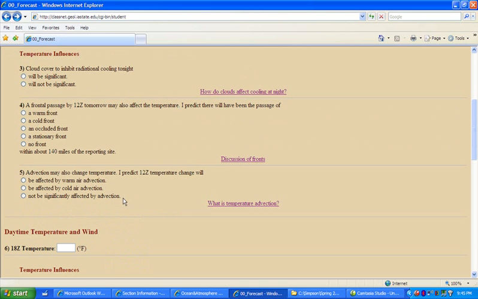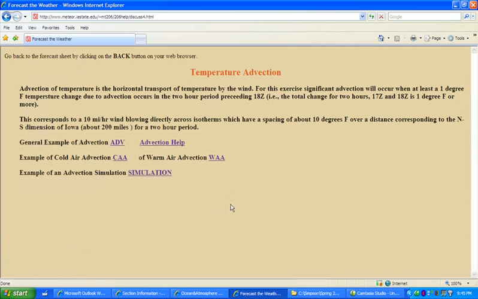Another parameter that you'll forecast for is advection. And you see here that you're forecasting for the presence or absence of advection and the type of advection. Recall that advection is a horizontal movement of air in this particular case. Well, if you want more information about temperature advection, just go to this link here. And what I would recommend that you do at this point is to pause the module for a few minutes and read through this particular area. So if you would pause at this point.